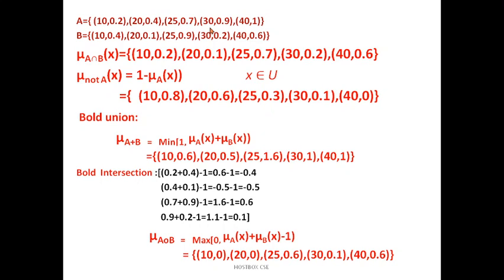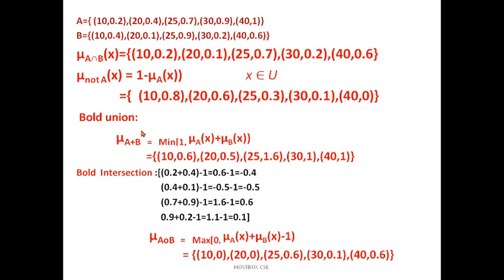You are writing 30 comma 1 minus 0.9, we will get the answer 0.1. Similarly 40 comma 1 minus 1 is 0. So easily I can find the 1 minus mu a of x value, that is mu not a of x value. Simple, so simple and easy.